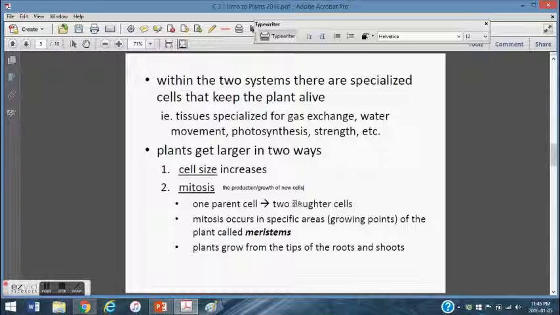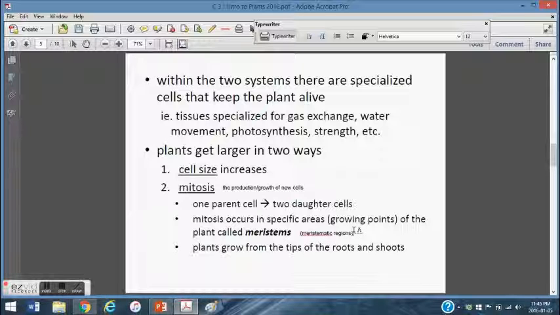Now, in plants, mitosis occurs in specific areas. And these growing points of the plant are called meristems. The meristematic regions, and you can write that down here, meristematic regions are located at the tips of the roots, the tips of the shoots. So you can have them at the bottoms of the roots or at the ends of branches. That's where plants grow from.